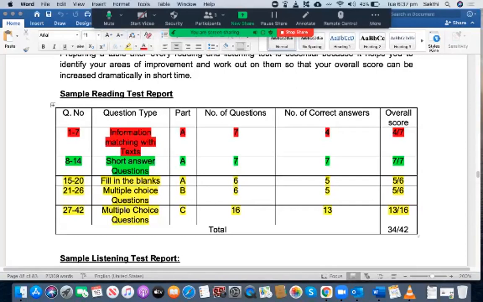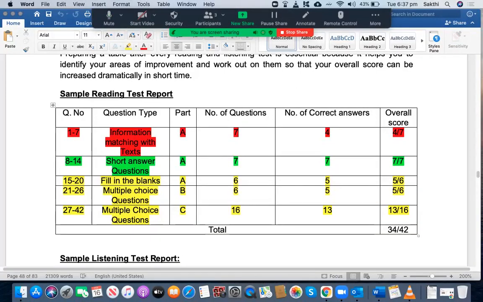And how many answers have you got correct for this particular reading test? If you have got 4, then the overall score is 4 out of 7. I have highlighted this one in red because I have scored only about 50% of the answers correctly. So this is not good, which means this is one of my improvement areas. I need to focus on this very much.